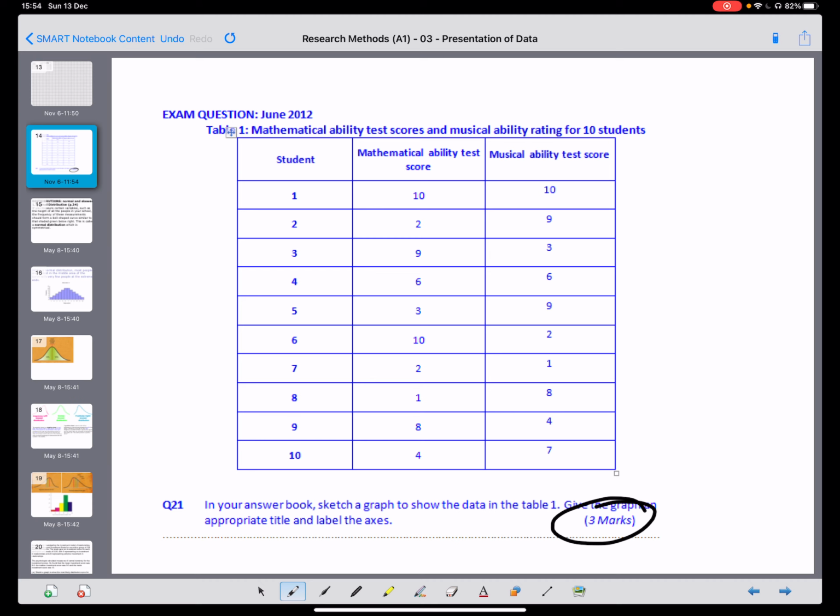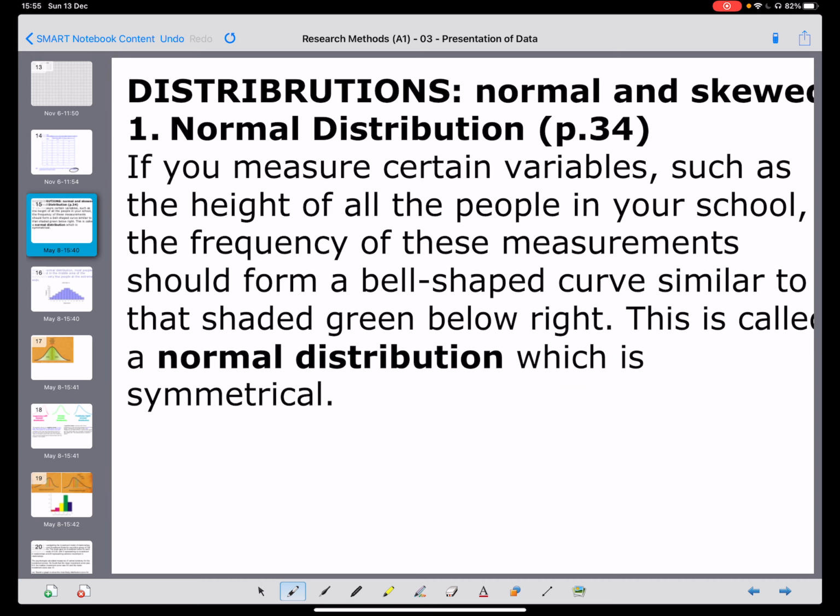Now, as a last part, I do want to refer to something a little bit more challenging, and that is something called distributions. So for example, we could use the word distribution to look at the latest coronavirus infection rates, where the infections are distributed. And what I'm going to talk about is normal distribution and skewed distribution.